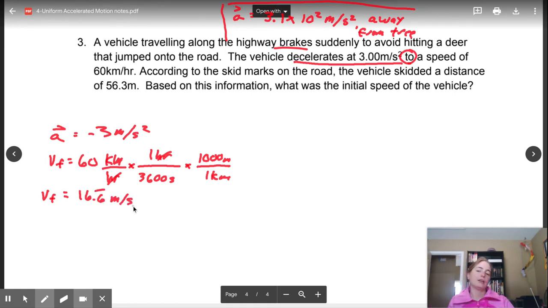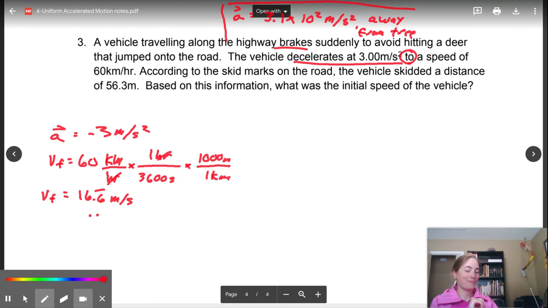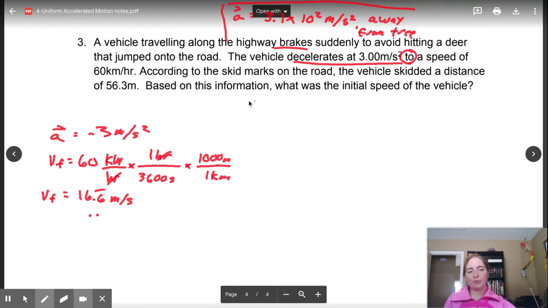Ladies and gentlemen, leave that number in your calculator. If you use just 16.6 in your calculator, you're going to get the question wrong because your numbers are going to be off. You always round at the end. Because we now have an intermediate number, you use every single one of those digits in your equation. So what else do we have? According to the skid marks on the road, the vehicle skidded for a distance of 56.3 meters. Based on this information, what was the initial speed of the vehicle?